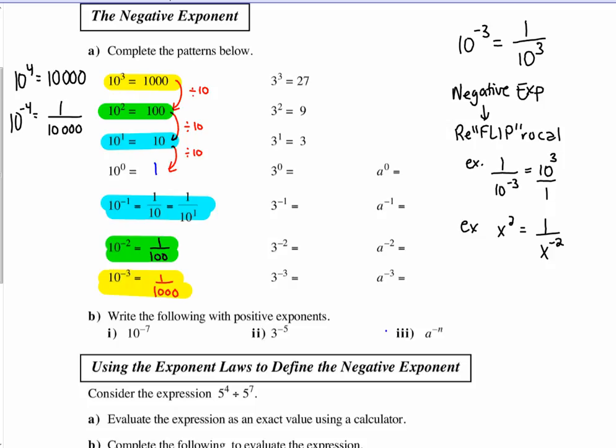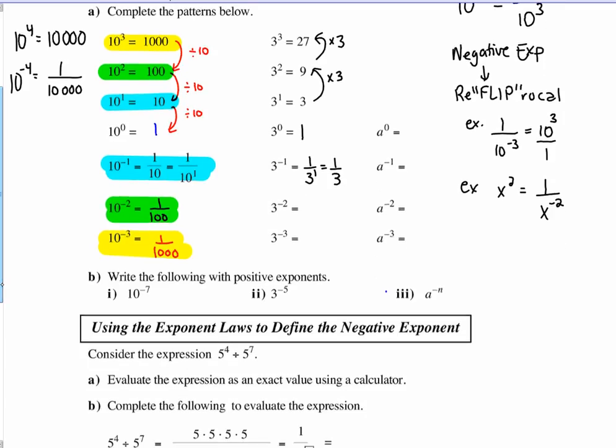Okay, let's do one more. 3 to the power of 1 is 3. We're multiplying by 3 each time. 3 squared is 9. 3 cubed is 27. Anything to the power of 0 is 1. Good. Okay? 3 to the power of negative 1 is 1/3, or 1 over 3 to the power of positive 1.